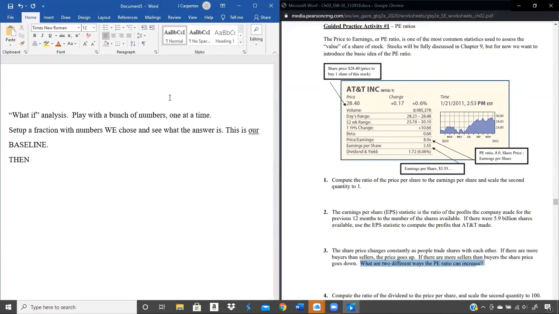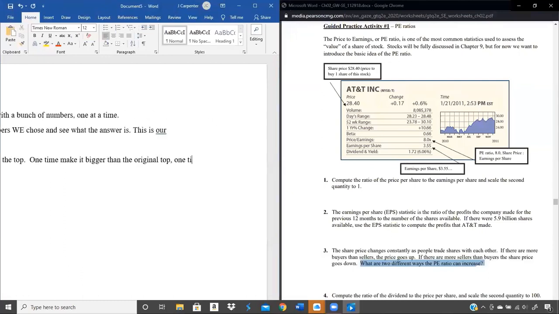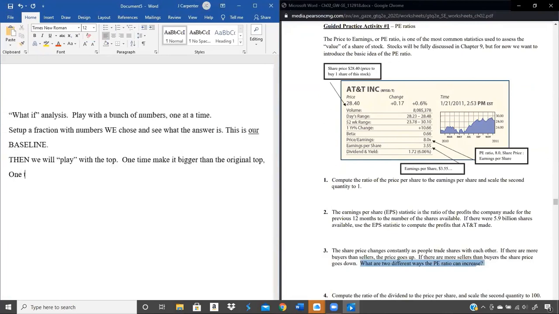Then what we're going to do is we're going to take the top. So then we will play with the top. One time, make it bigger than the original top. One time, make it smaller. One of these scenarios is what we desire.